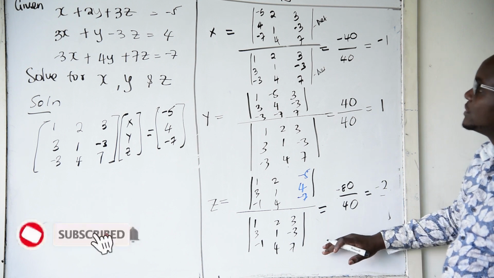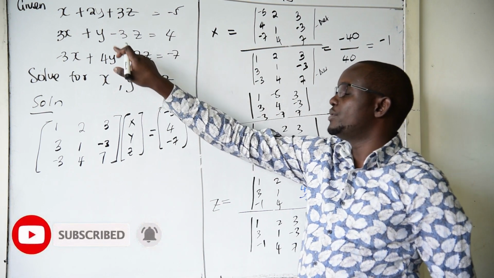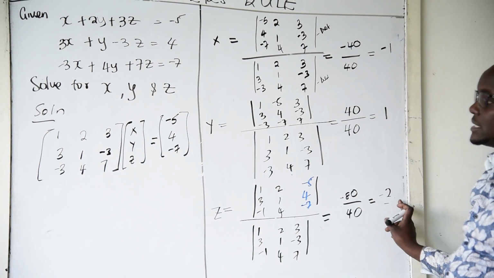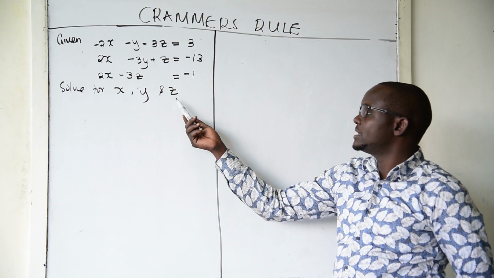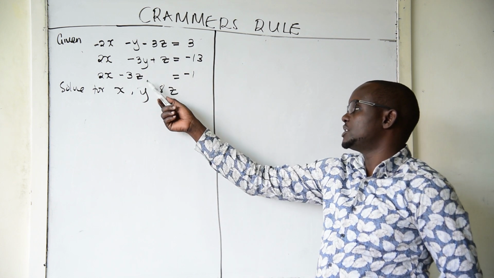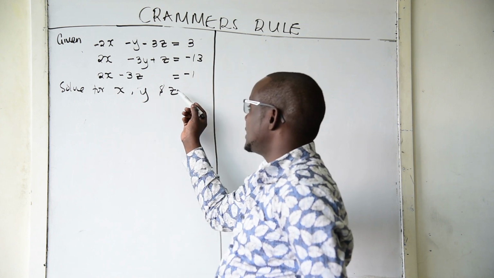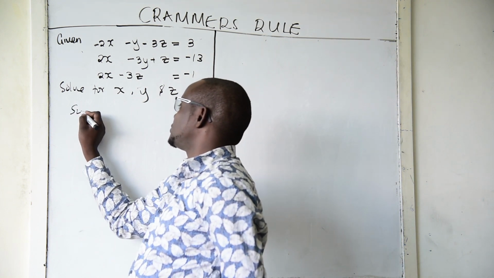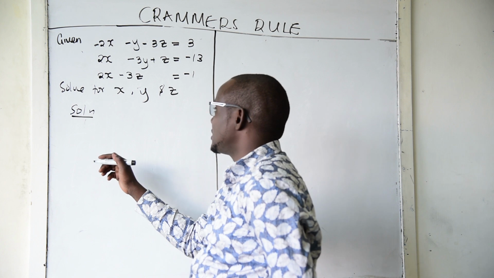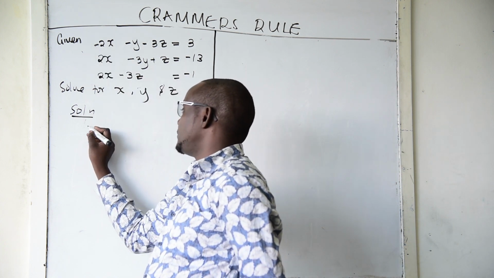That's how you solve three simultaneous equations with three unknowns using Cramer's rule. You can also be given such simultaneous equations with three unknowns, x, y, and z, and you are told to solve for x, y, and z. To solve for this, first we need to extract the matrix from these simultaneous equations, and we extract as follows.